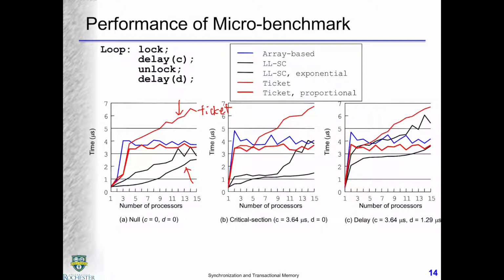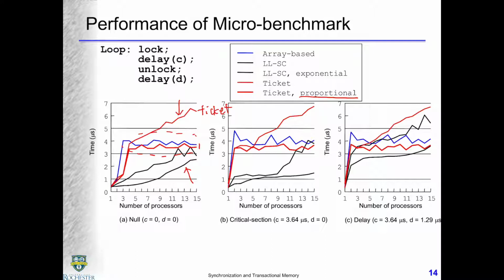So what you have to do is to not rush back and read. So you back off a little bit. You think your ticket number is too far from what's currently serving, don't bother reading the current serving. So that turns out to be fine. If you use array base, that's very nice. It's flat. Both these solutions did what they were supposed to do, solve the problem.